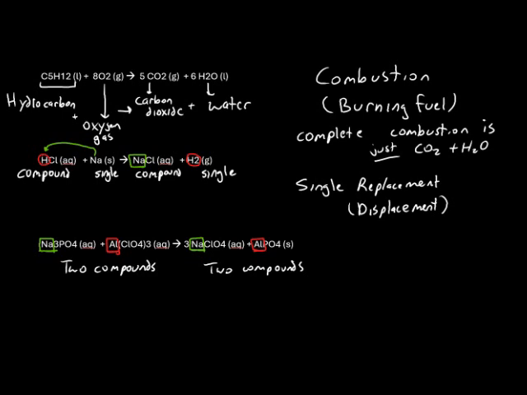Effectively, what happened is that the sodium came in and replaced the aluminum, so that now the sodium is connected to ClO4. While this happened, the aluminum switched around too and connected to the PO4. So the aluminum and sodium changed places. But since we still have two compounds as our product, this is called not a single replacement, but a double replacement.